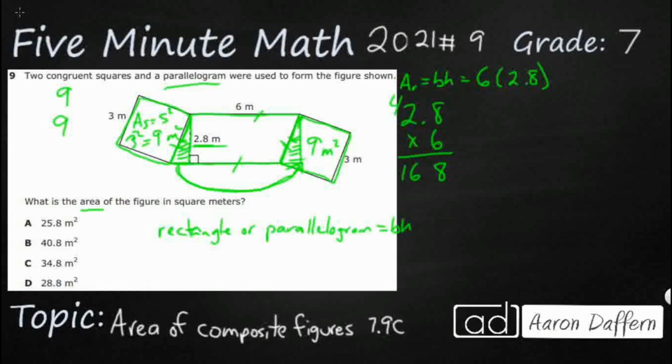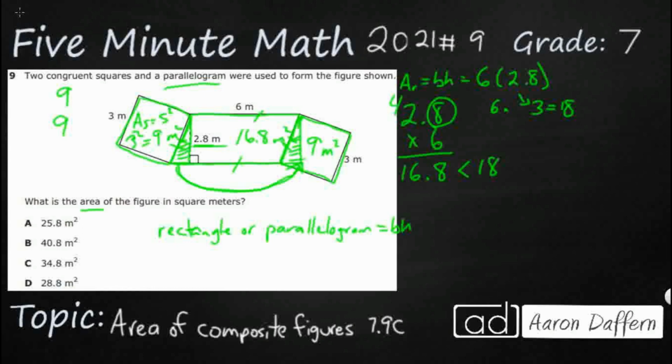So I've got 168, but remember, I've got one digit behind the decimal in my factor, so I've got one digit behind the decimal in my product, so 16.8, which makes sense, because if I wanted to estimate this, right, this 2.8 rounds up to 3, so 6 times 3 is 18. So since I rounded my number up, that means my actual is going to be a little bit less, and 16.8 is less than 18. So just estimating still makes sense. So this is going to be 16.8 meters squared.